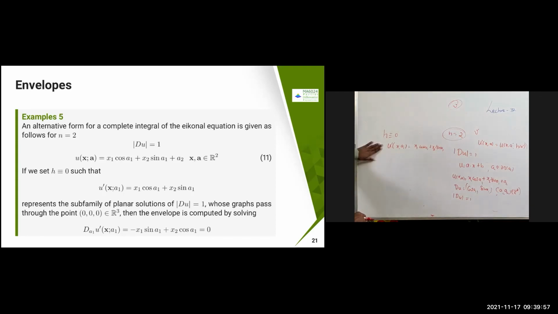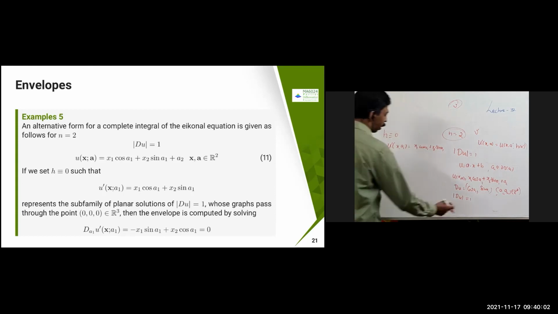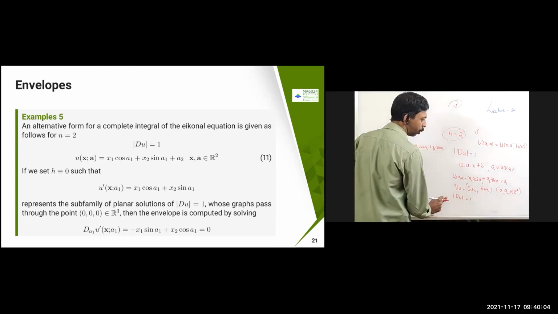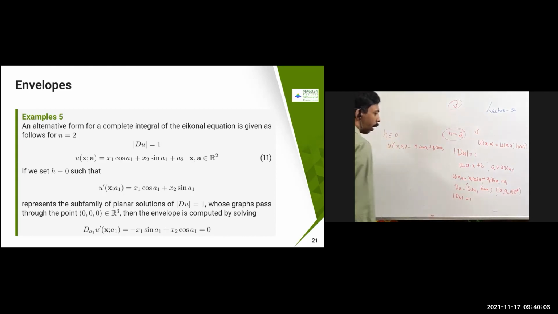Then this is going to represent, okay, this is going to represent a subfamily of planar solutions. Okay, a subfamily of the solutions of this mod du equal to 1. Okay, that is going to be there. And the graph of this one always passes through the point 0, 0, 0. Okay, because kach is already 0, and this is going to pass through 0, 0, 0 always. Okay, so the envelope for this one, how do we calculate? So that is going to be given as follows: dA u dash.